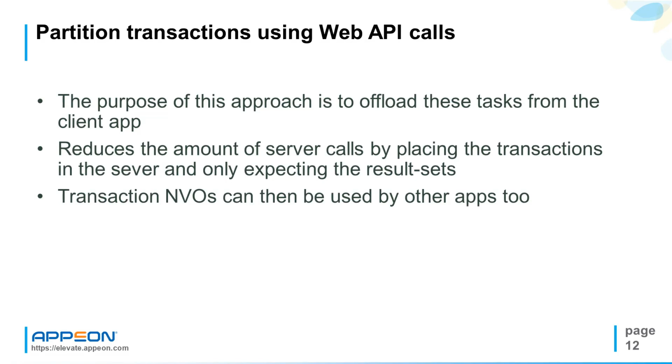So, partitioning transactions using web API calls. The purpose of this approach is to actually offload this task from the client app. This reduces the number of server calls by placing the transactions in the server and only expecting the result sets. Transaction NVOs can then be used by other apps too. So this actually thins out your client app and lets all the heavy calculations and heavy business logic be in the web API instead of the client app.